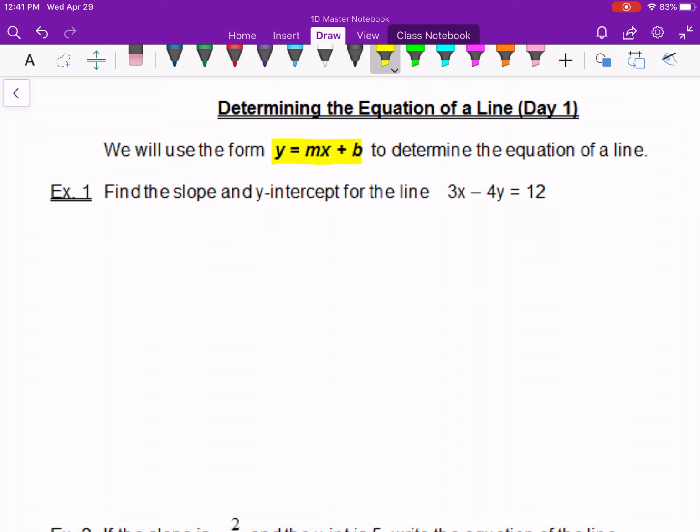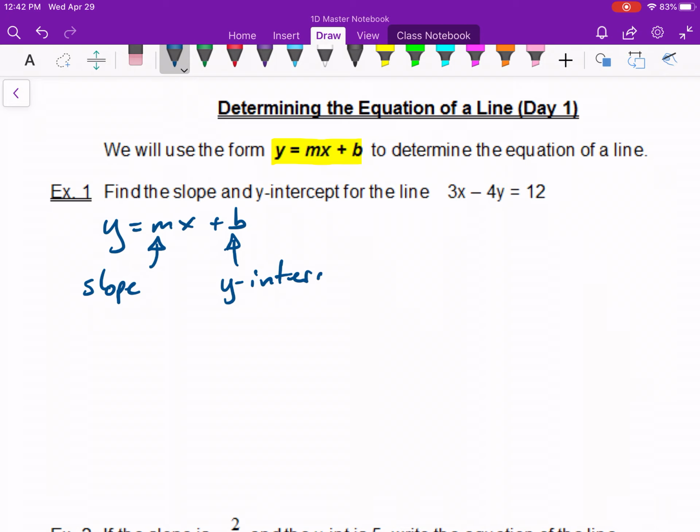Find the slope and the y-intercept of 3x minus 4y equals 12. Let's just recap for a second. If I have y equals mx plus b, then I know that m is the slope and b is the y-intercept. So all I have to do is get an equation in that format, and then I can answer the question. Maybe I'll do a little color coding here. I'll use green to show slope and blue to show y-intercept.